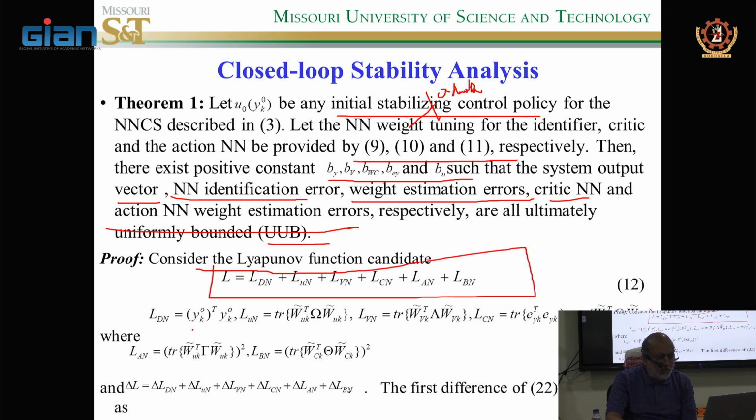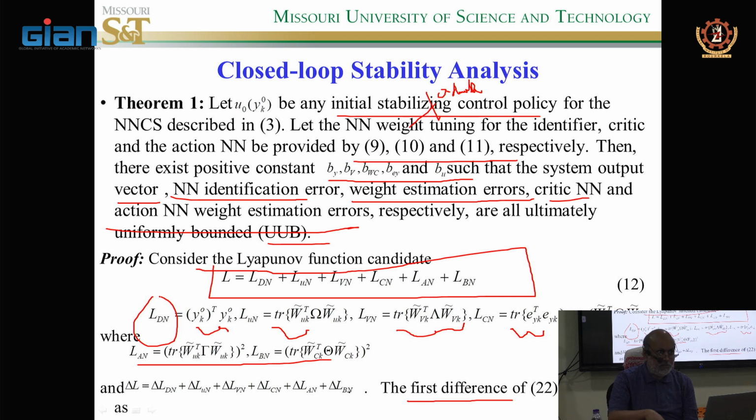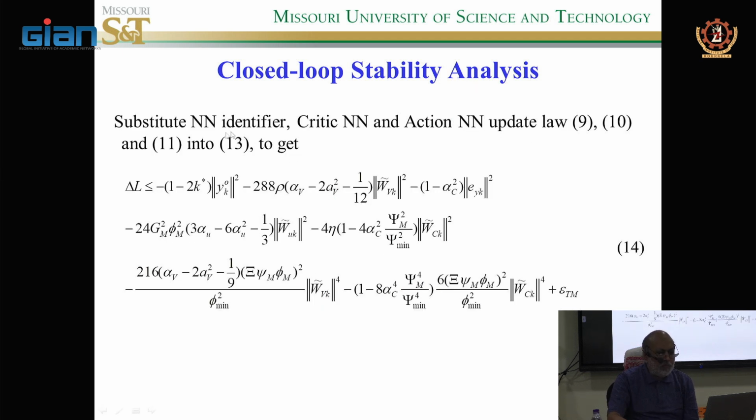So the Lyapunov function is a quadratic in the output and identification error, okay? So there is an identification error, there is the value function weight estimation error, Bellman error, then you have the critic error, and this is the identification. So everything is included here. And then what do you do? You take the first difference. In continuous time, we take the derivative of the Lyapunov function. In discrete time, you take the first difference. Okay? And then you manipulate everything and you show that delta V is less than zero.